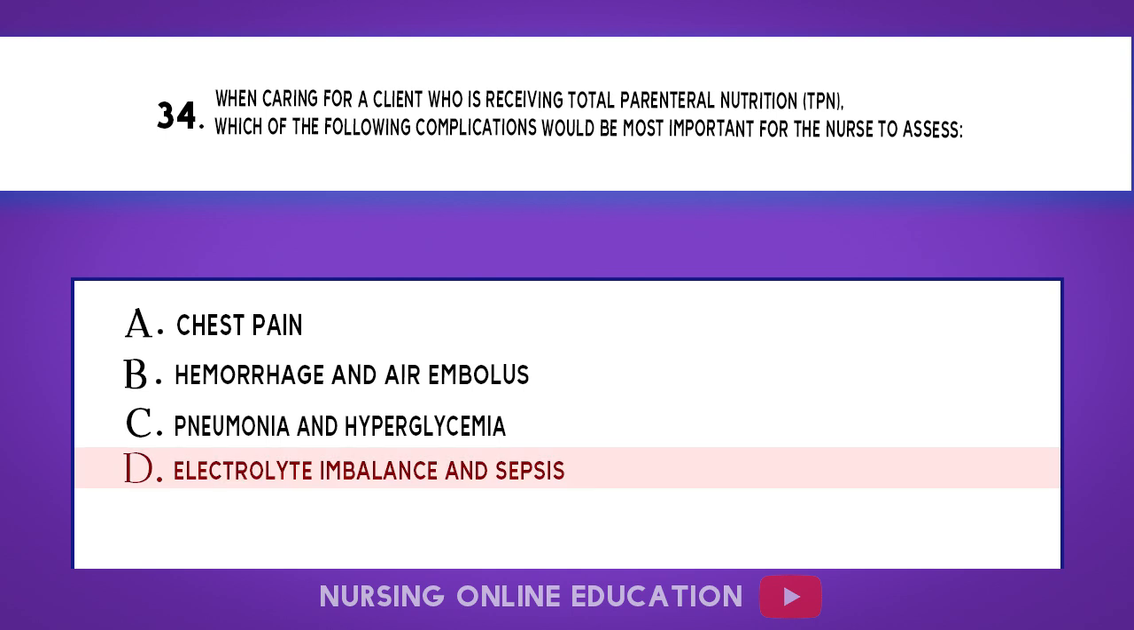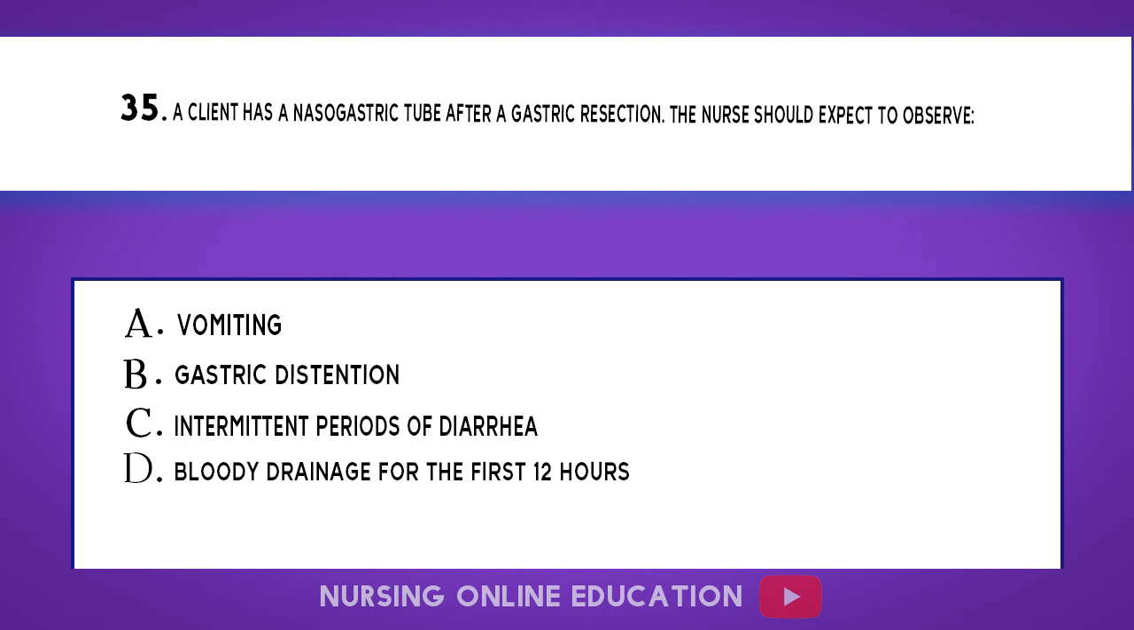The answer is option D. Electrolyte imbalance and sepsis. 35. A client has a nasogastric tube after a gastric resection. The nurse should expect to observe A. Vomiting, B. Gastric distension, C. Intermittent periods of diarrhea, D. Bloody drainage for the first 12 hours.